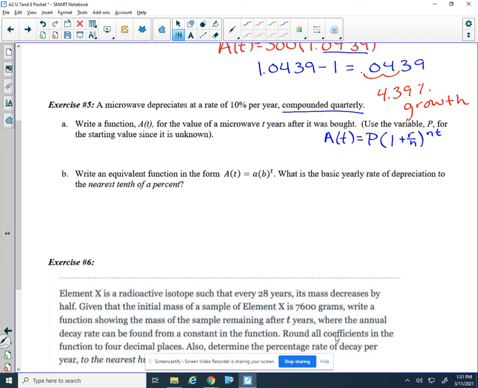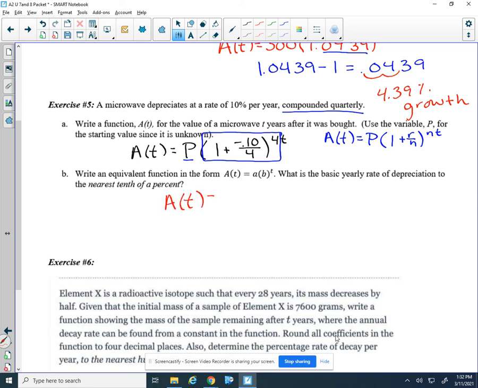So here, my function, we are starting with something we don't know. So it says to use the variable P for that part, and then we have 1 plus, actually not plus, right? Or we could do plus. We'll leave it as plus, and we'll do negative 0.10 over 4 to the 4t. So there's my equation. If I type this part in, my P is just in the front. I don't know how much the microwave costs, but that doesn't really impact the next part of the problem anyway. So we just leave it.